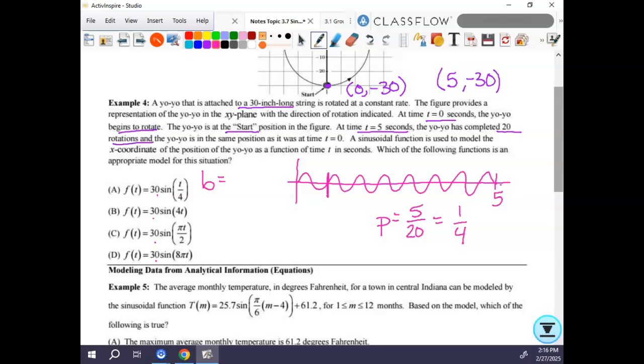So I think part of my problem was I was saying 5. I think I was saying 5 cycles for 20 seconds, but it's 5 seconds and 20 cycles.